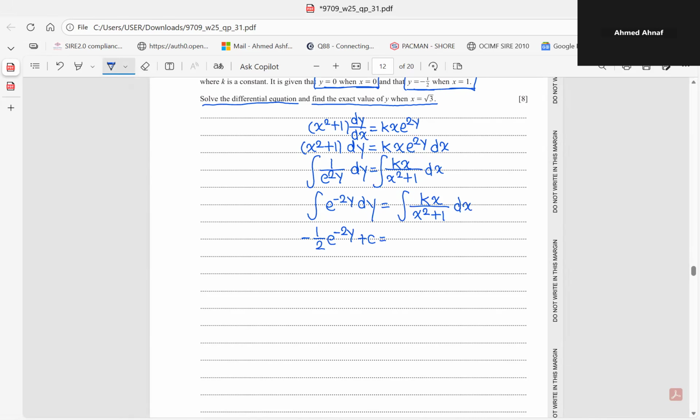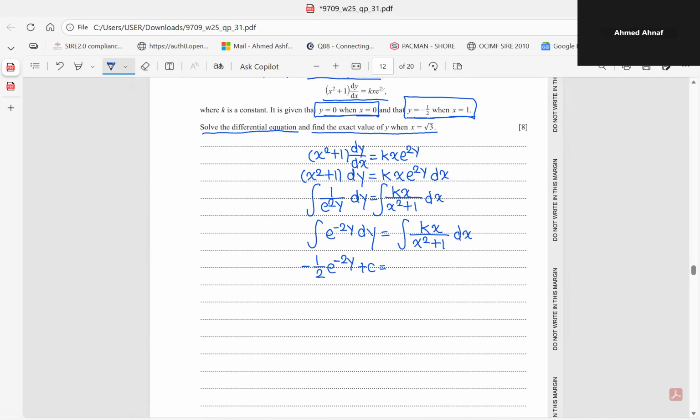And to integrate this, we should first take a look at the degrees of the numerator and the denominator. So the degree of the denominator is 2, since the highest degree is 2, and that of the numerator is 1, since the highest power is 1. And we can say that the degree of the numerator is 1 less than that of the denominator. And whenever that is the case, we know that this is going to be a ln expression.